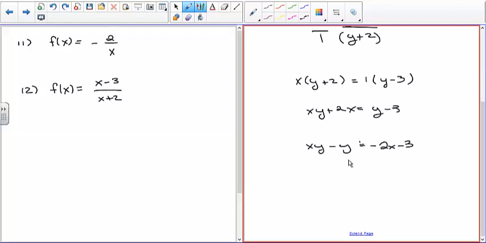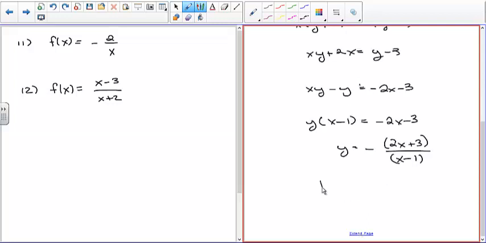Then you factor out the y, so you get y times x minus 1 is equal to negative 2x minus 3. Divide both sides by x minus 1, so I'm going to put the negative sign out in front here. If I factor out a negative sign, I'll get negative the quantity 2x plus 3 divided by x minus 1. And then we call this f inverse of x, the inverse function. It's negative the quantity 2x plus 3 divided by x minus 1.